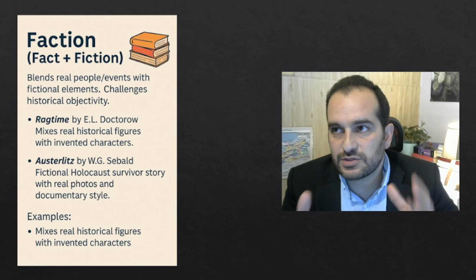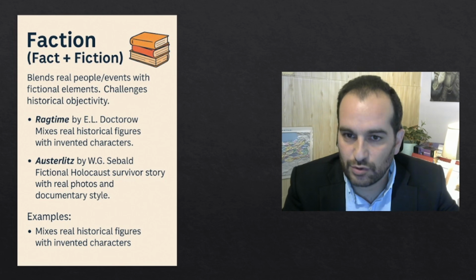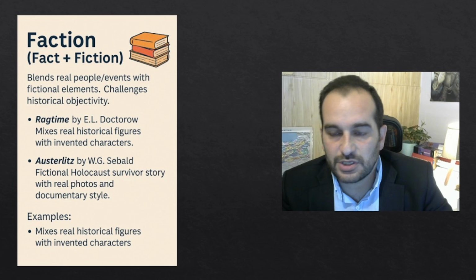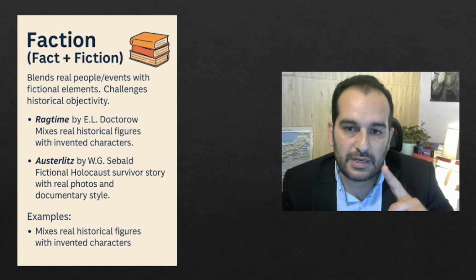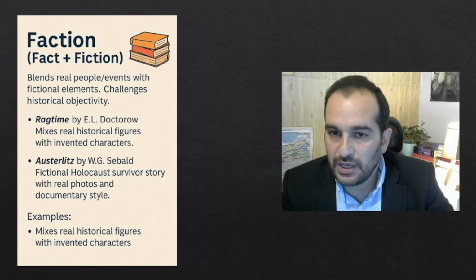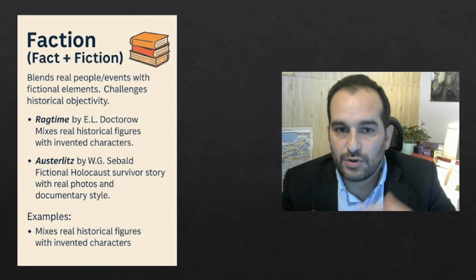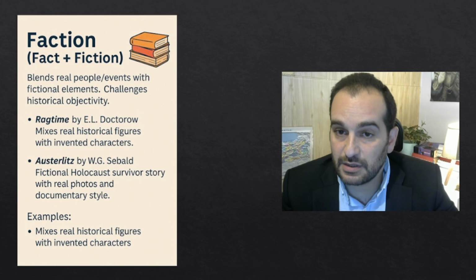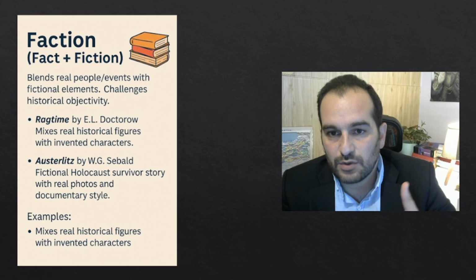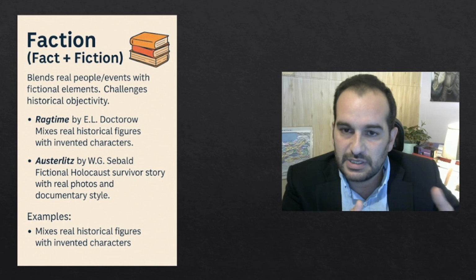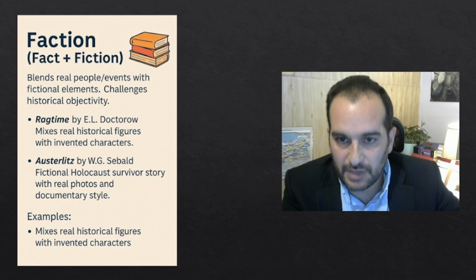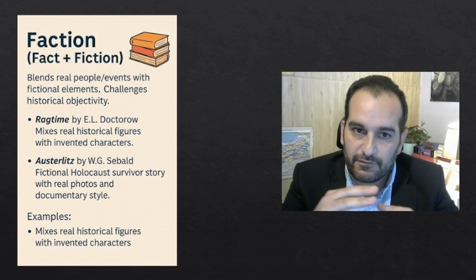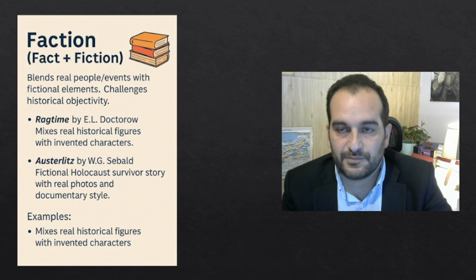It's like giving a story of a fictional soldier in World War II. And in the story, they mention, let's say, the Queen of England. So the Queen of England is a real historical character. Meanwhile, the soldier is a fictional character created by the author. So faction is the combination of fictional and real characters.